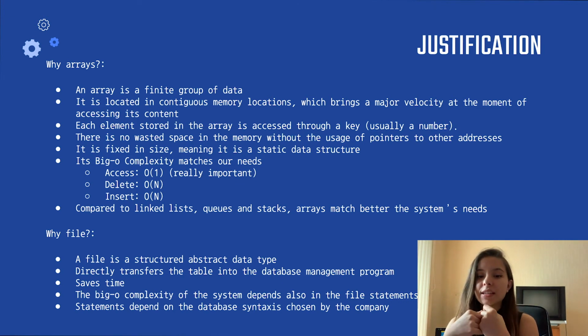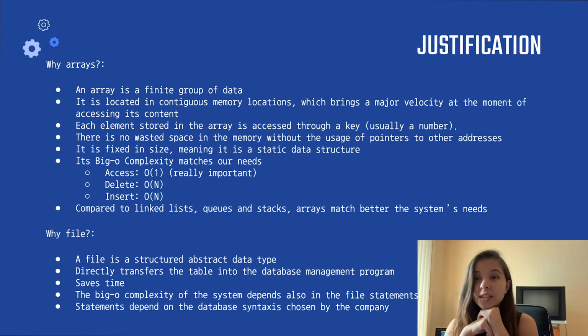So the fact that it is in a contiguous memory location also helps us have no wasted space in the memory. Also, the elements stored in the array are accessed through a key, which is something that we already mentioned before, and it can help us also make the system faster by going through a key when accessing the information, rather than going element by element to find the one that you want to access.